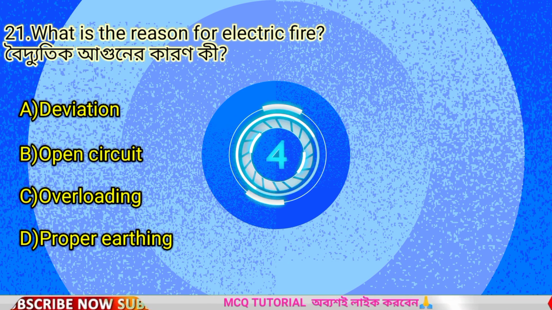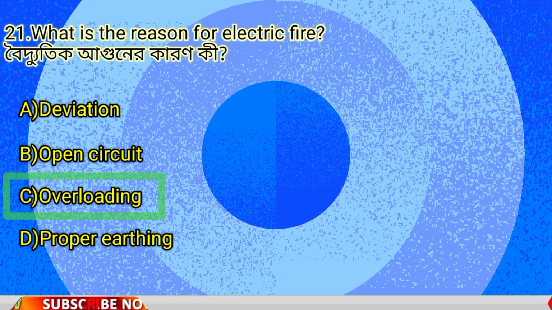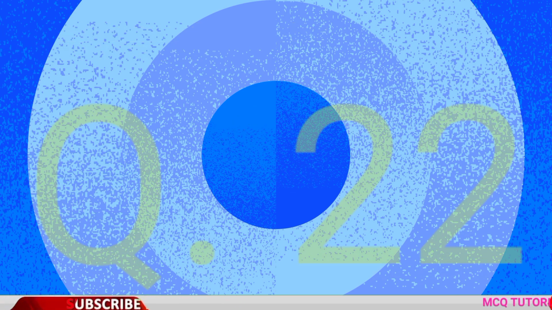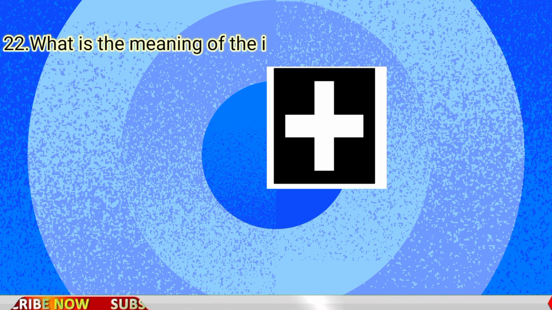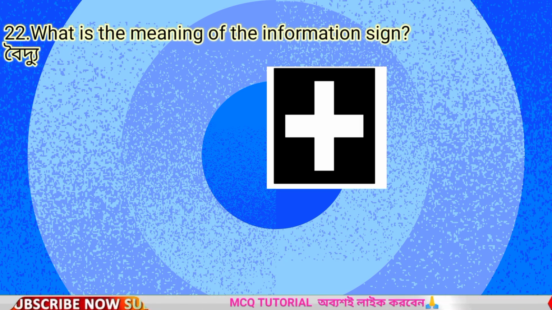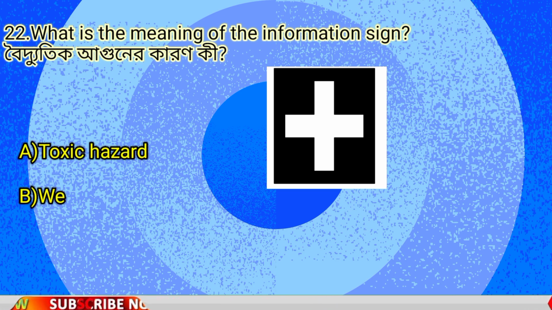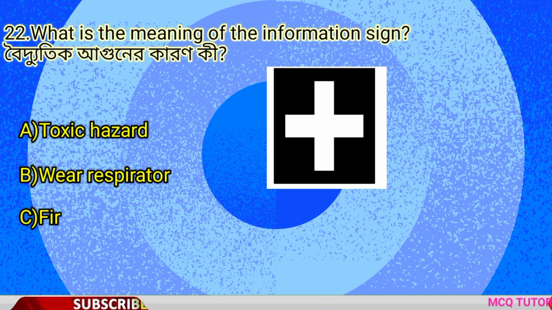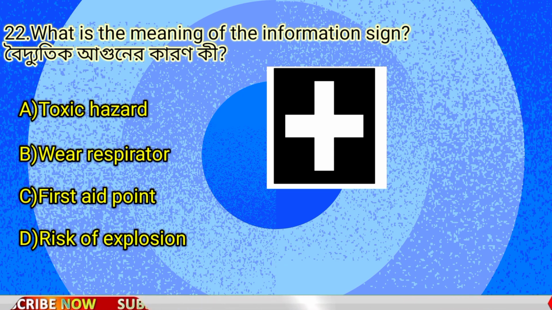The answer will be option C, overloading. What is the meaning of the information sign? Option A, toxic hazard. Option B, war respiration. Option C, first aid point. Option D, risk of explosion.